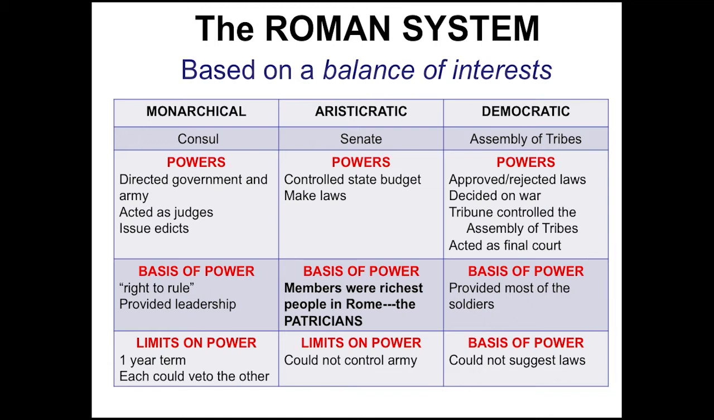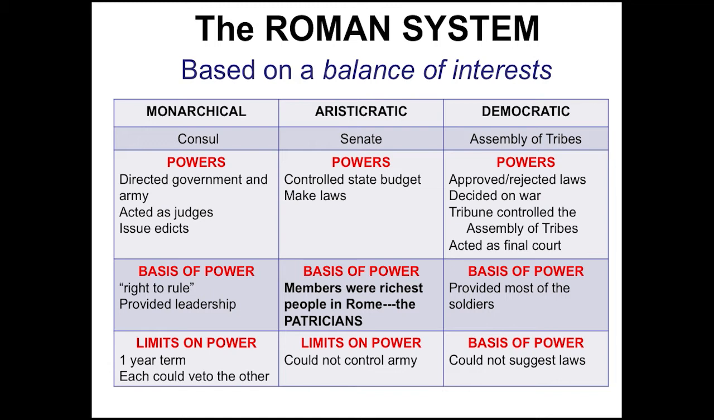And then the Democratic side. This was the assembly of tribes. These were the people who voted yes or no on laws. They're the ones that provided the soldiers and so forth. They couldn't make laws, but they could approve laws.